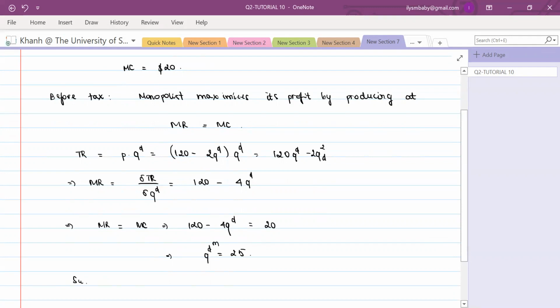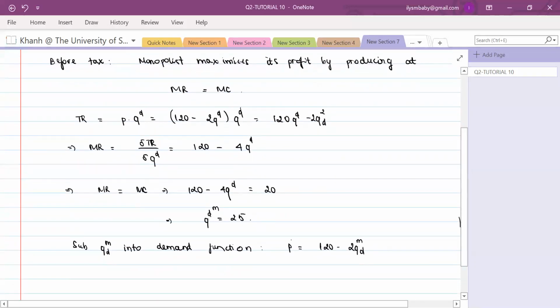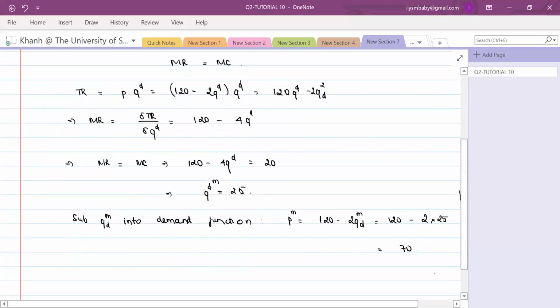And if I substitute this value QM into the demand function, I'll be able to find the price that the firm is charging the consumer. The demand function is given by P equals 120 minus 2QDM, and so PM is equal to 120 minus 2 times 25, which is 50, and so the price is going to be 70. So the firm is producing 25 units of output, charging $70 per unit.